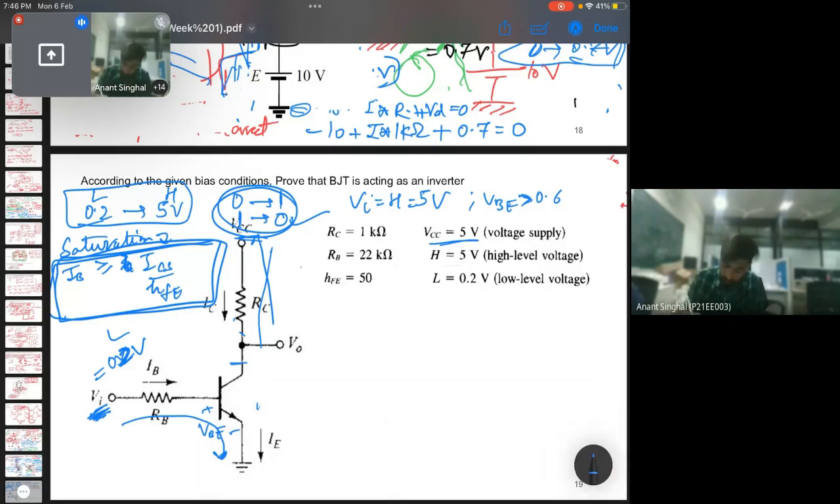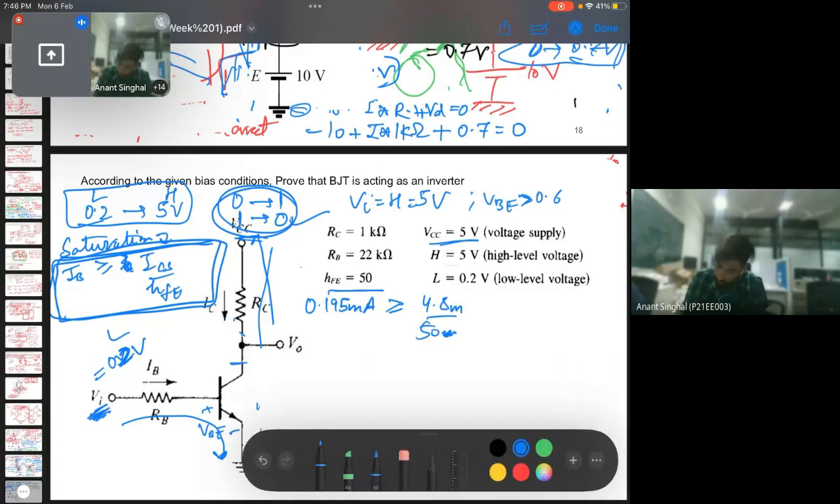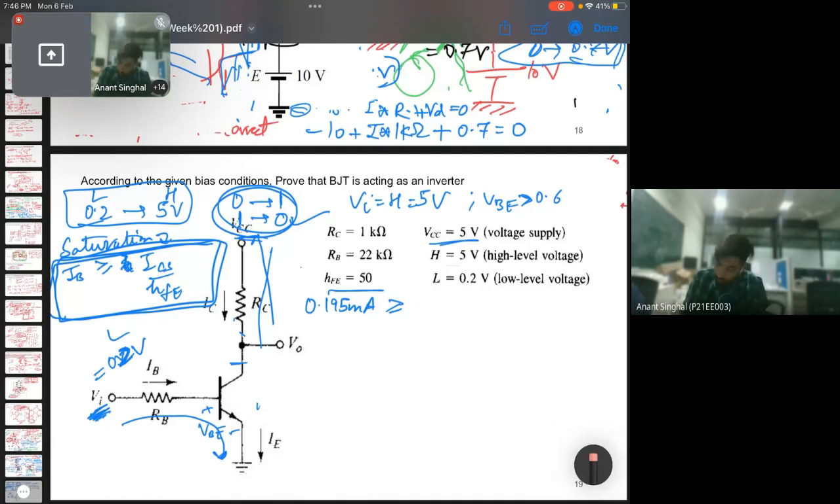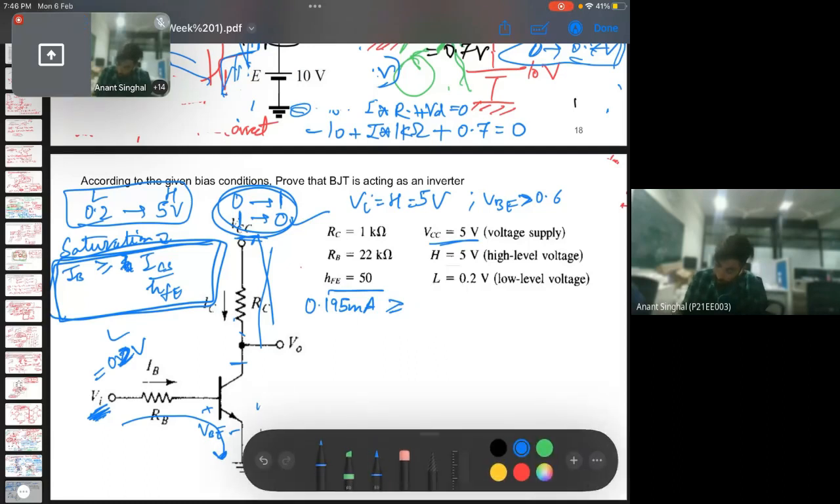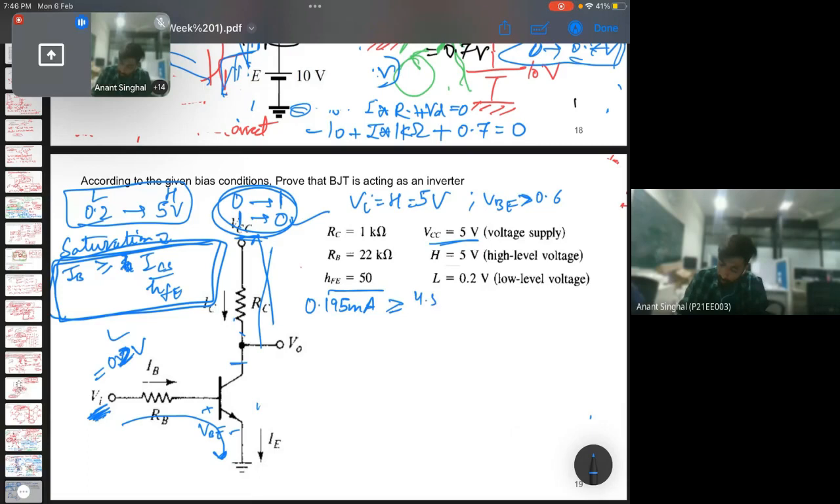So yeah, we'll check. This IB was coming out as 0.195 milliampere, and we just calculated ICS, which was 4.8 milli, and the HFE is given in the question, which is 50. Sorry, not 50 milli, it is just 50. So 4.8 milli upon 50. On solving, this will be like 0.096 milliampere.